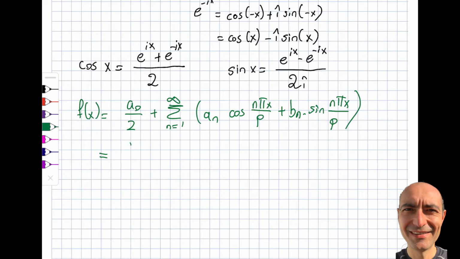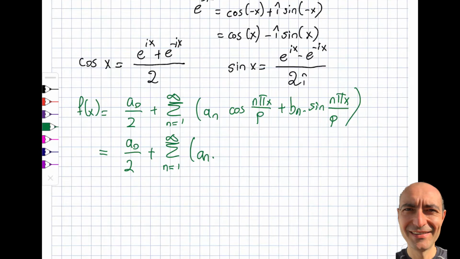So I will get a0 by 2, which I can't do much about. There's nothing going on there, but I will have something happening over here, an times. Now, cosine, I'll simply pull this from here and plug it in there. Remember though, in here the x is not simply x, it's n pi x by p, right? So I'm going to use that over here and over here too, right? Okay. Let's continue. So I will have e to the power of i n pi x by p plus e to the power of minus i n pi x by p divided by 2. That's what I have, right? So this is the first.